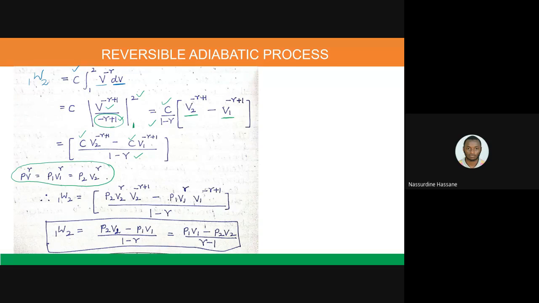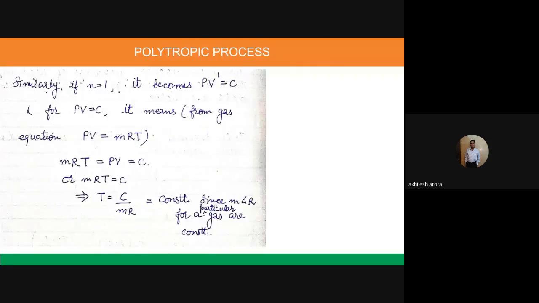Gamma is a constant. It's a constant. See, gamma is the ratio of specific heats. The value of gamma is equal to Cp by Cv. Okay, just wait, I will show you.